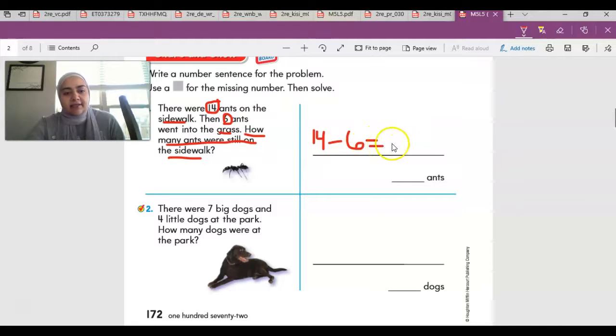How many ants were still on the sidewalk? We don't know. So we're going to put an empty box. And then we're going to solve. What's 14 take away 6? You figure that out and put it right here, okay?